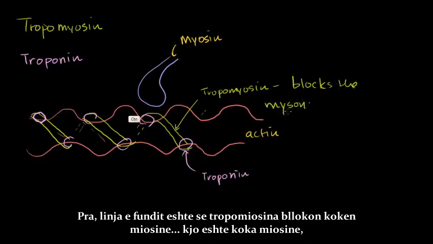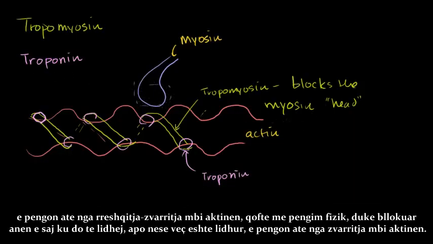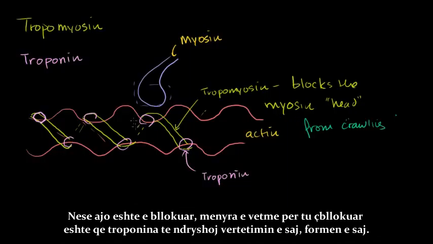The myosin head. This is the myosin head that I'm talking about, from crawling up the actin, either by physically blocking its actual binding site, or if it's already bound, from keeping it from being able to keep sliding up the actin. Either way, it's blocking it.